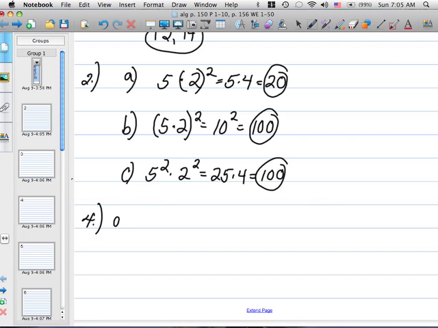Problem number 4, A, it's xy cubed, so that'd be 3 times 2 to the third power. We do the power first, so it'd be 3 times 8, 2 to the third is 8, which gives us 24.